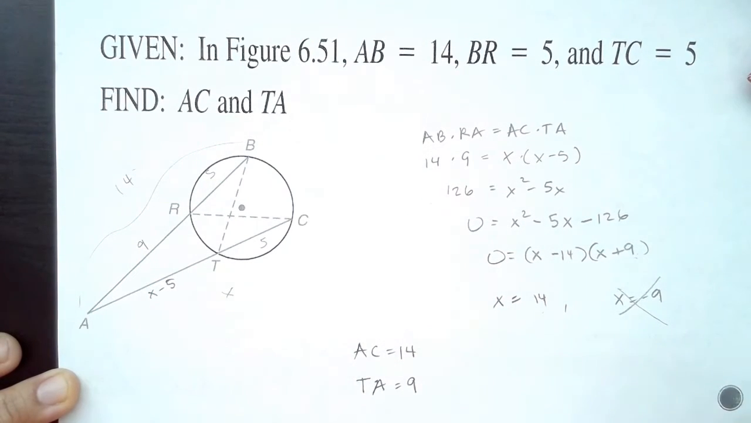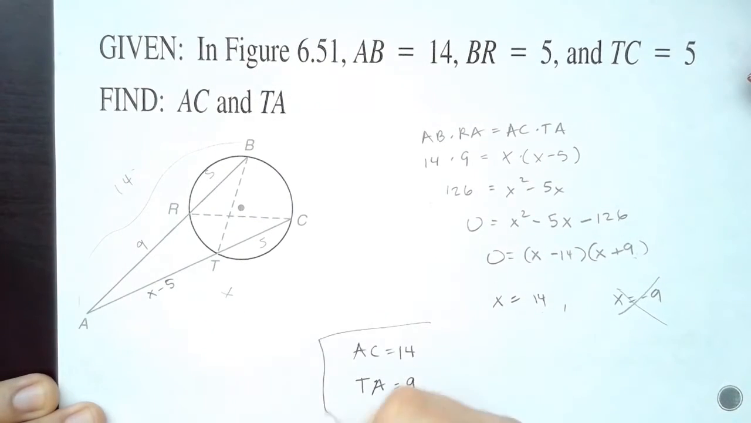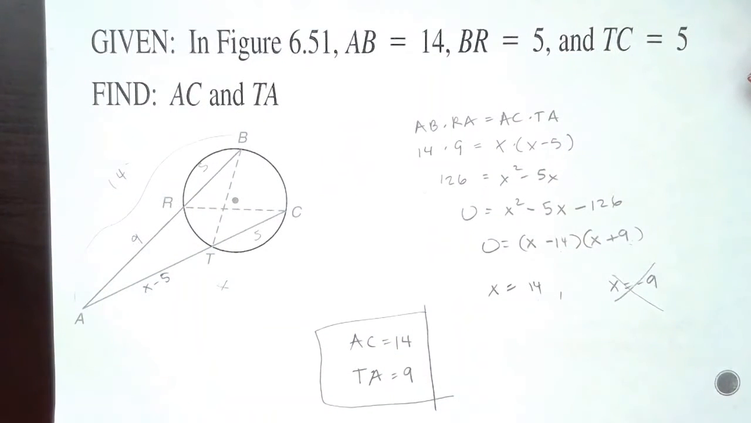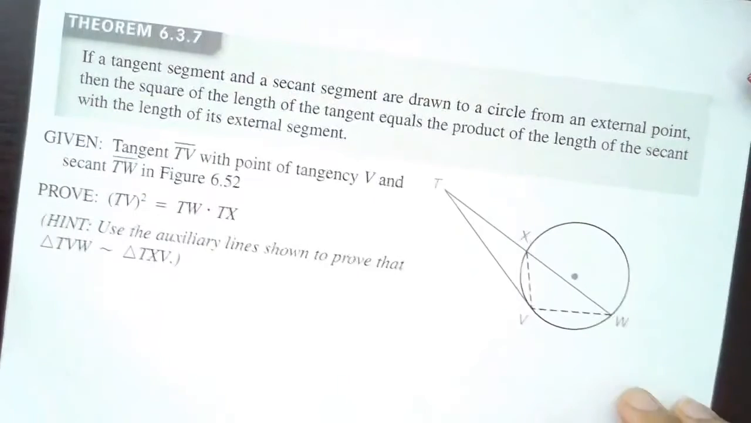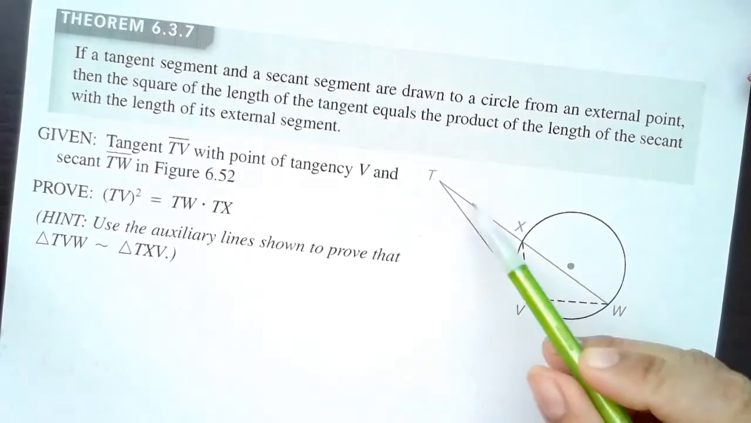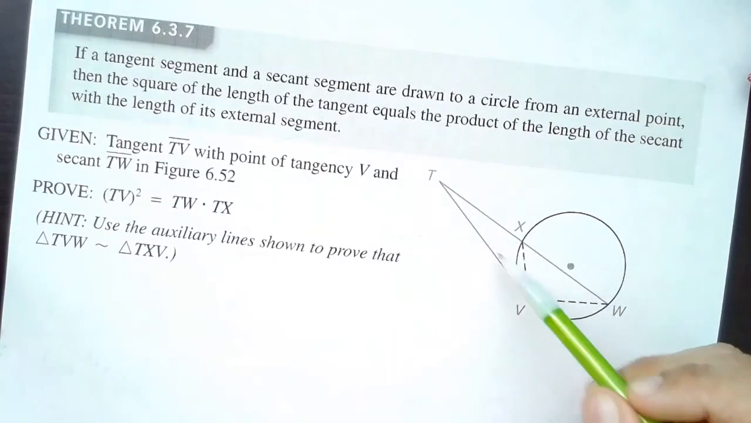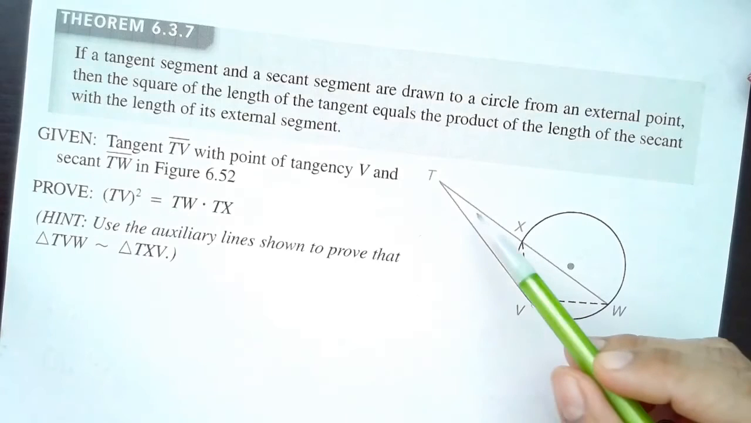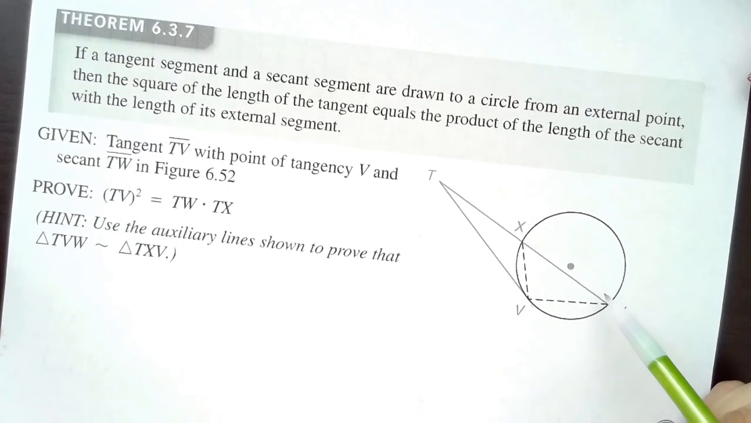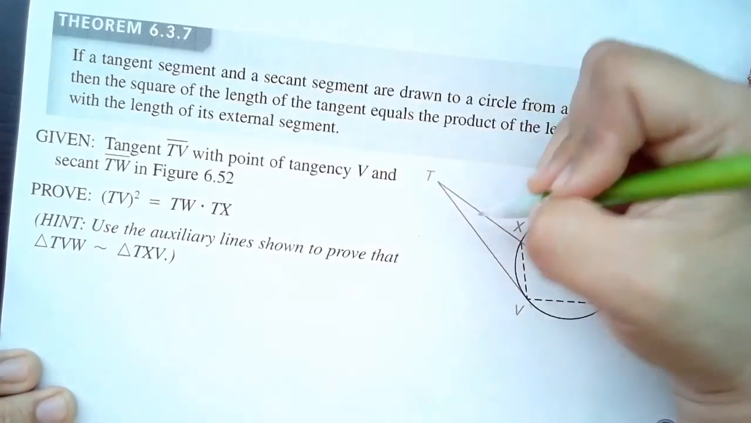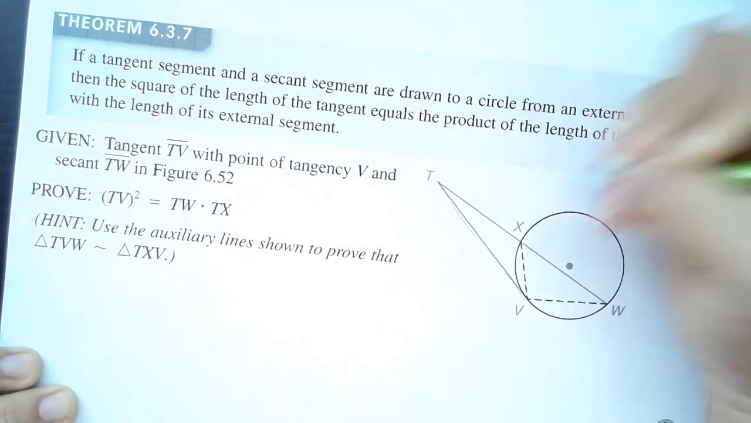All right. And then lastly, I think we have the last proof. If we have a tangent segment and a secant, the square of the length of the tangent equals the product of the length of the secant with the length of its external segment. Okay. So let me just explain this to you. So basically, I think this is going to be an exercise. So this is an exercise. So I want you guys to try it.